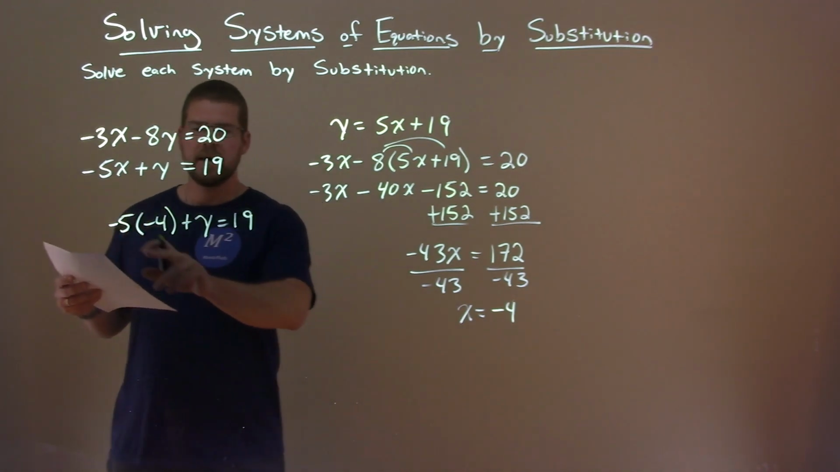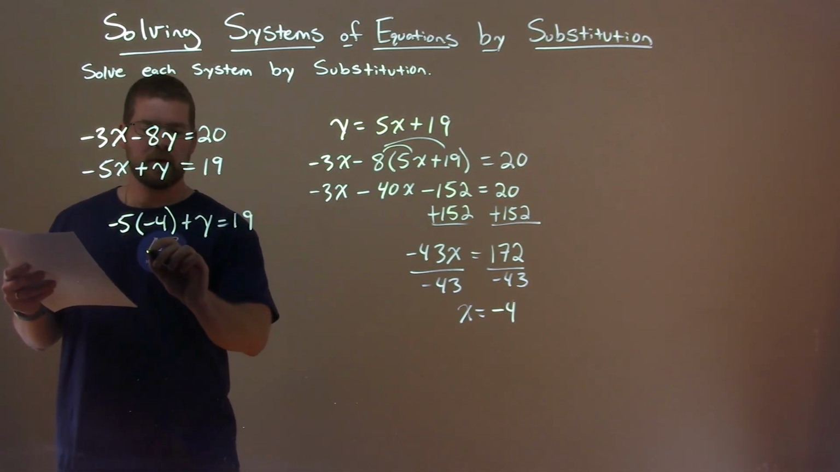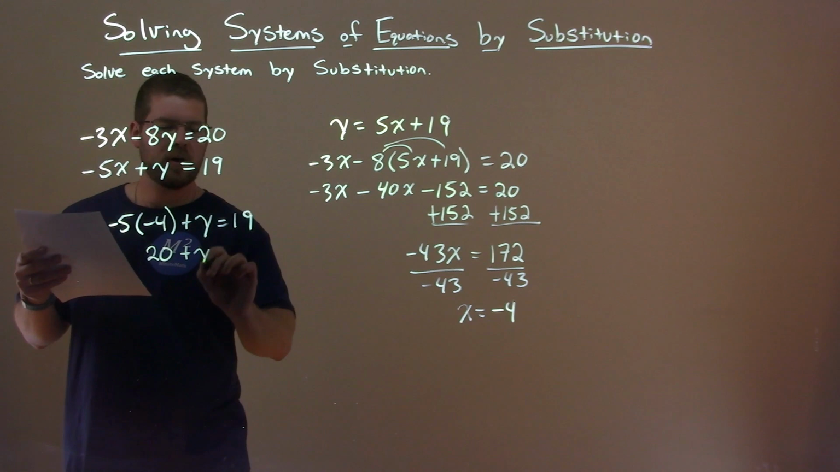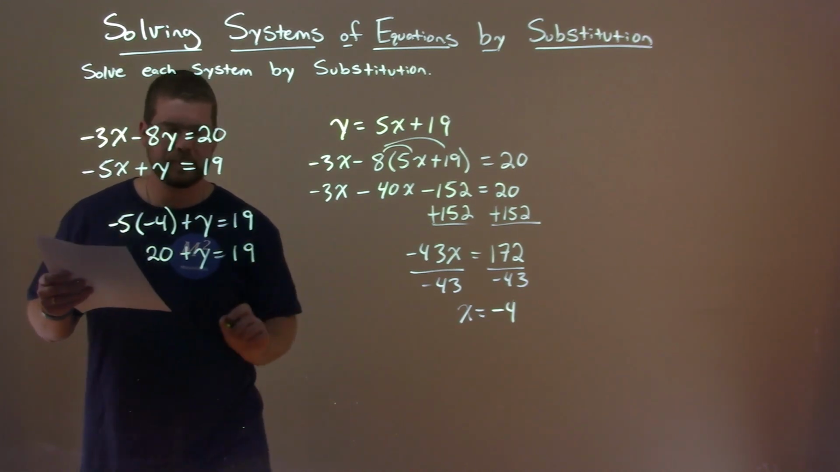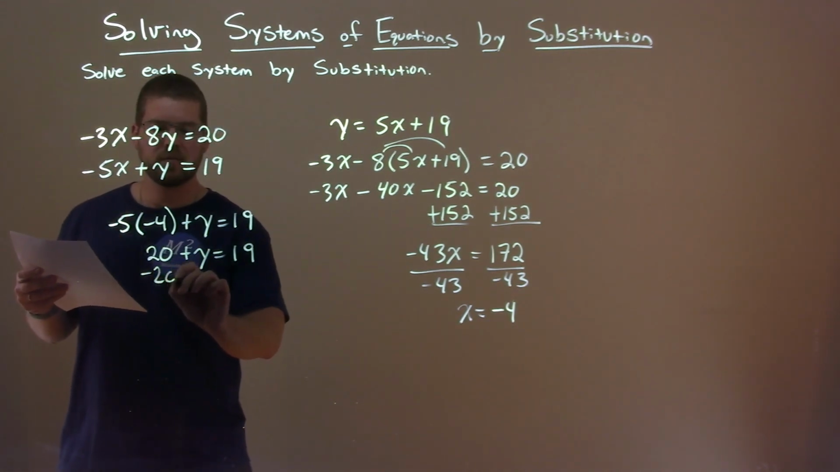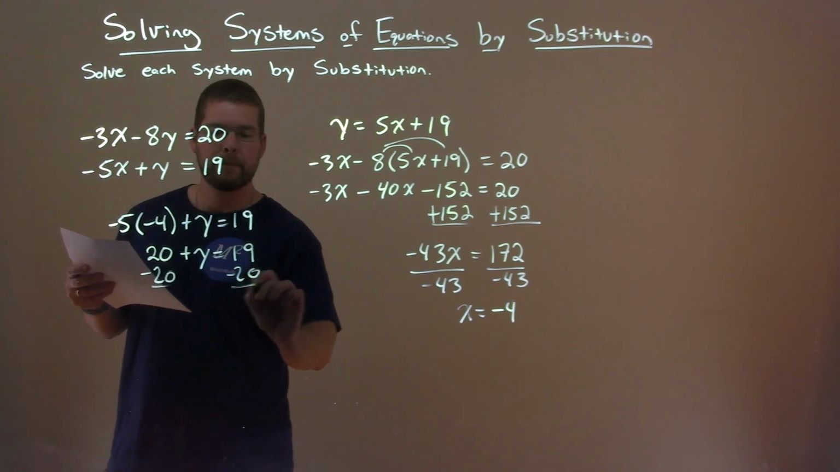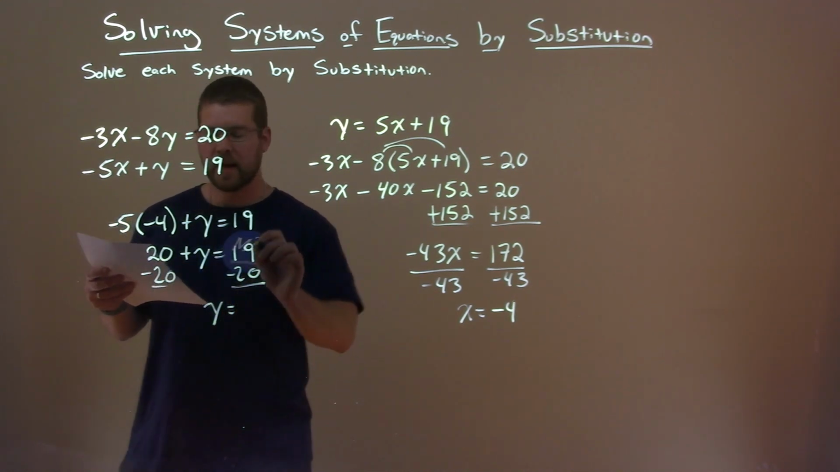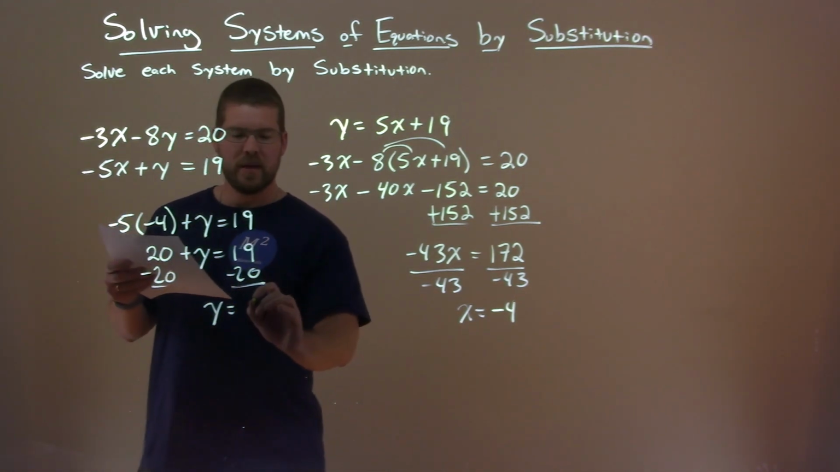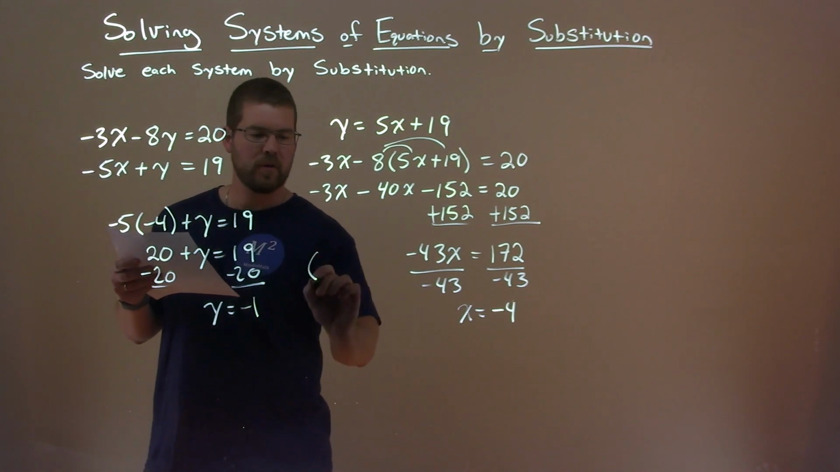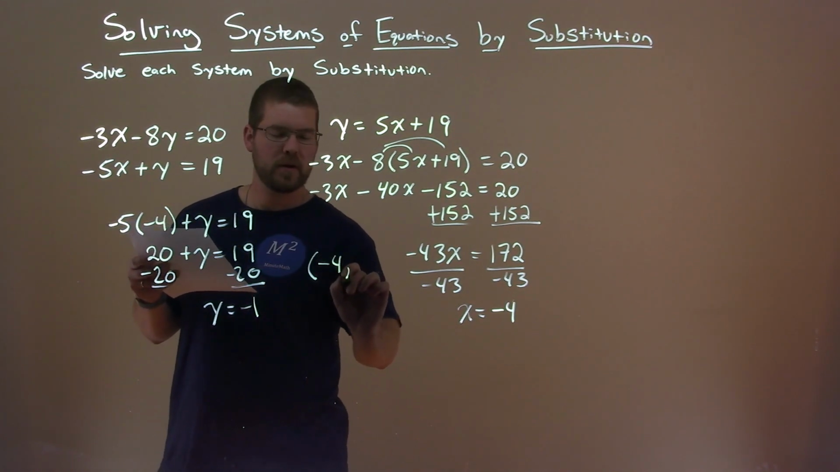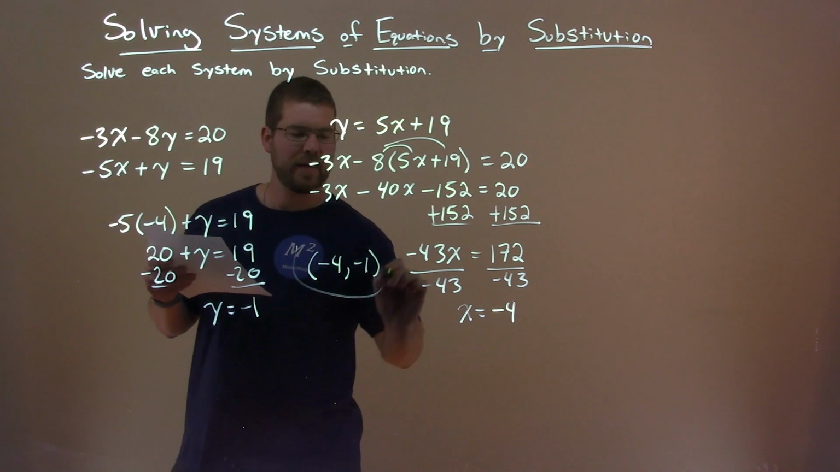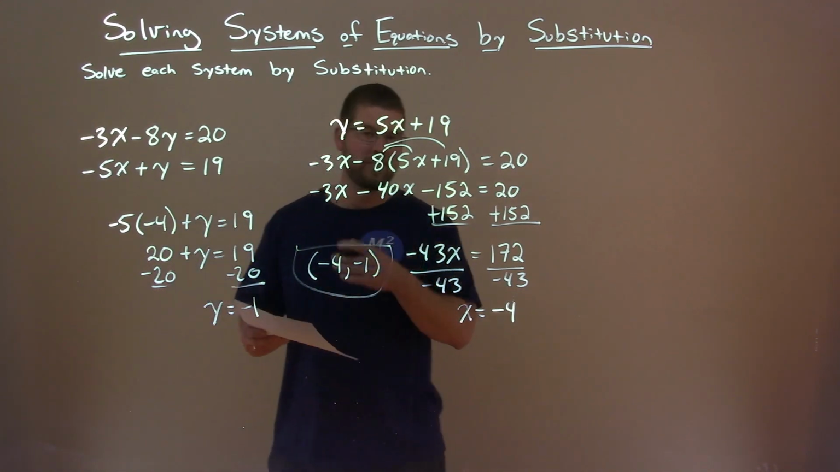Solving for y. Negative 5 times a minus 4 is a positive 20, plus y equals 19. Subtract 20 from both sides, and y equals 19 minus 20, which is a minus 1. So our coordinate point value is minus 4 comma minus 1, and that is our final answer.